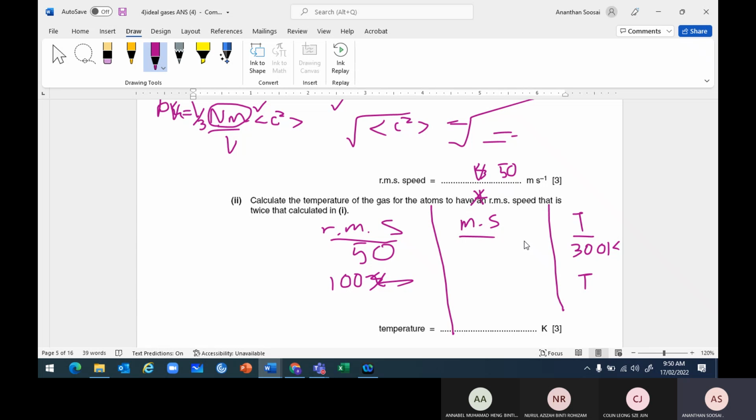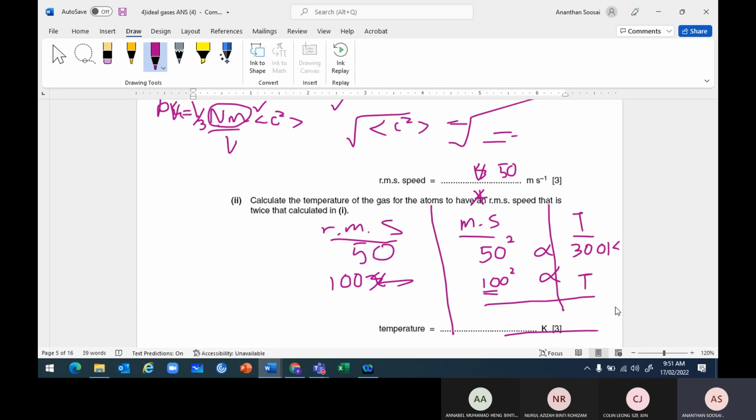So how do you find the T? You can't directly connect RMS to the temperature. Only the mean square speed can connect to the temperature. So what do you have to do? You need to find the mean square speed first. If it is 50, the mean square speed is 50 squared. Down here 100 is 100 squared. These two are proportional, right? So can you work out the temperature?